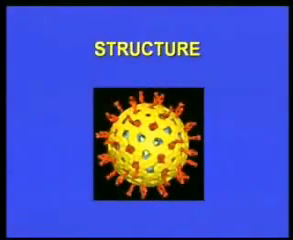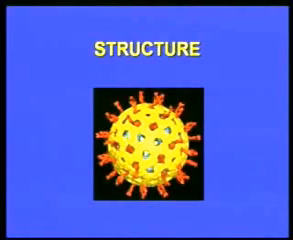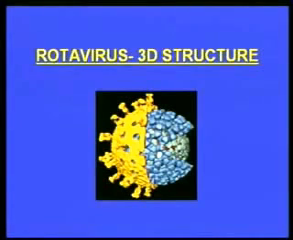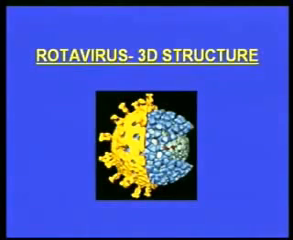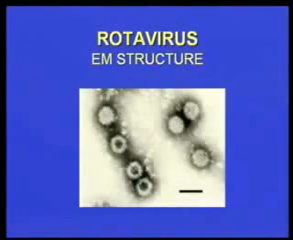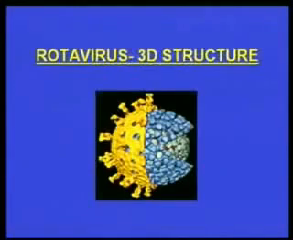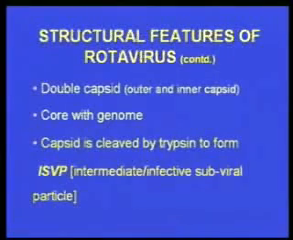I'll talk about that. Now, this is kind of electron microscopic or 3D construction where you have the core, the inner and the outer capsid, and then you have these spoke-like things coming out from the surface. But when you remove part of the outer capsid and expose some other parts of the capsid, that's what makes the particle more infectious. So that concept of the ISVP is interesting for rotavirus.